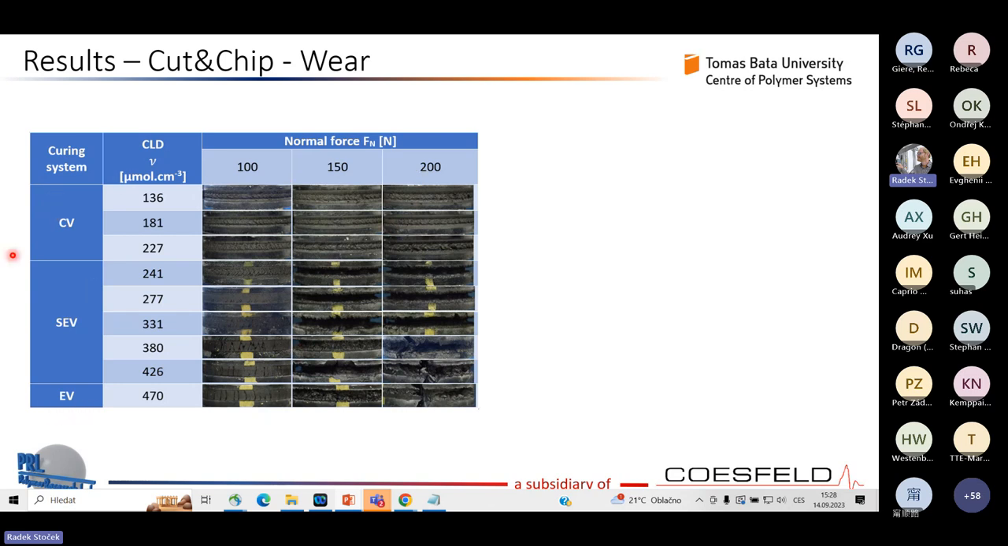We can see that for the conventional system, very low cut and chip phenomena have been achieved over different loadings. For the lowest loading force, 100 Newton, we can see that independently of the curing system, there is more or less no cut and chip, or very little cut and chip. The worst region is semi-efficient and efficient when the loading is increased. So this is clearly visible from the photographs.